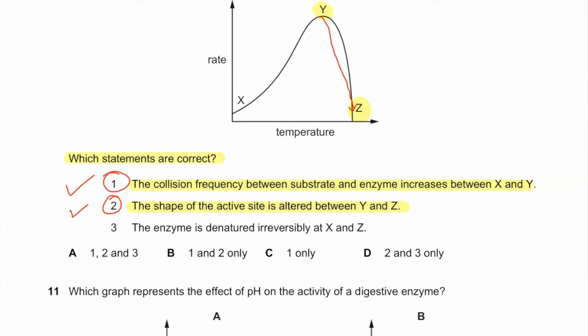All right, because the shape of the active site is changing, the substrate is no longer able to bind there. The enzyme is denatured irreversibly at X and Z. Guys, at X, which is at a lower temperature, the enzyme does not denature irreversibly. So that is a wrong statement. All right, but at Z, yes, it could. So 1 and 2 are correct. B will be the correct answer, guys.